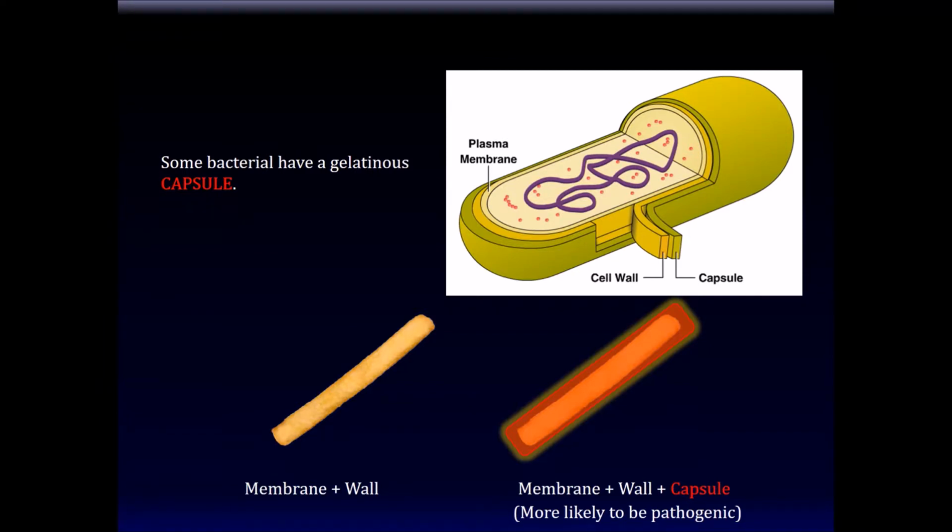Pathogenic means causing pathology, illness. So illness to us. To them, they're just defending their territory. All right.